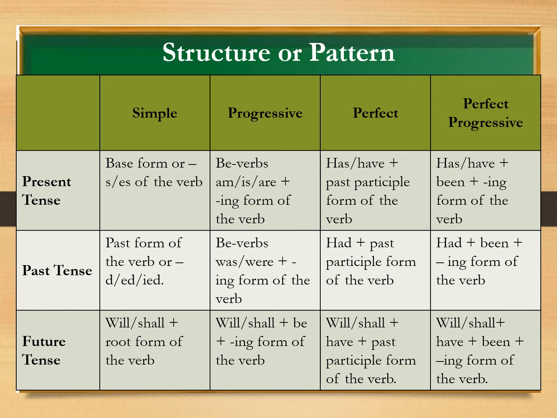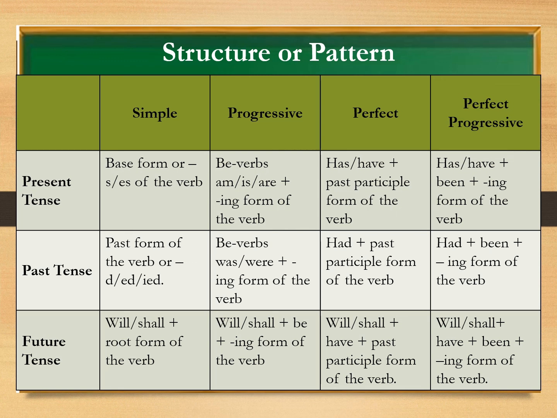For the past progressive tense, we have the be verbs was, were, plus the -ing form of the verb. For the past perfect tense, we have had plus the past participle of the verb. And for the past perfect progressive tense, we have had plus been plus the -ing form of the verb. For the simple future tense, we have will or shall plus the root word of the verb. For the future progressive tense, we have will or shall plus be plus the -ing form of the verb.